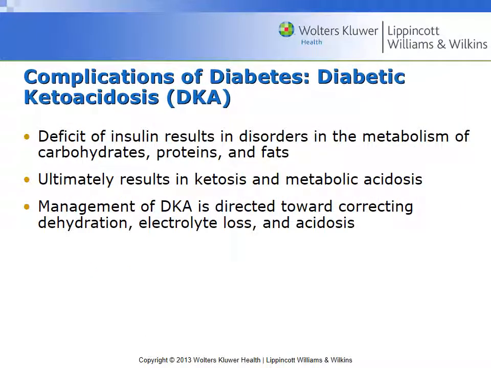Other complications of diabetes include diabetic ketoacidosis, or DKA. Diabetic ketoacidosis is a deficit of insulin that results in disorders in the metabolism of carbohydrates, proteins, and fats. It ultimately results in ketosis and metabolic acidosis. The patient's urine and serum ketones will be elevated, and ABGs will reveal a metabolic acidosis.